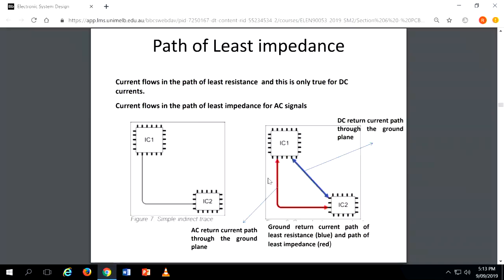Then, path of least impedance. Again, as I said, current flows in the path of least resistance only for DC currents. Current flows in the path of least impedance for AC signals. From this IC, this is a signal. All the high frequency signal comes to this, and the return will be through this one. For DC, if you have some DC component, the return will go from here to here like this. The AC will go like this.